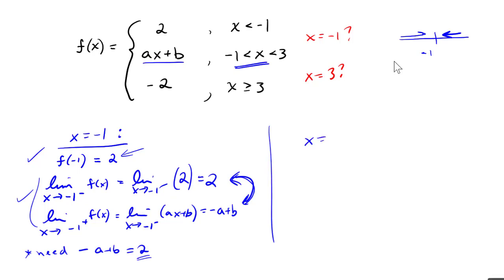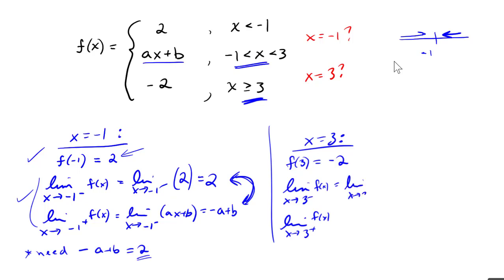Let me go to x equals 3 and do the same thing. F of 3. Well, here's where 3 is defined. So f of 3 is -2. Then I do the same thing. I want to do the limit as x approaches 3 from the left, and the limit as x approaches 3 from the right, of f of x.